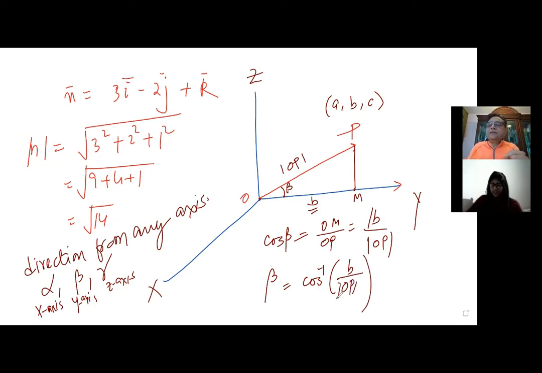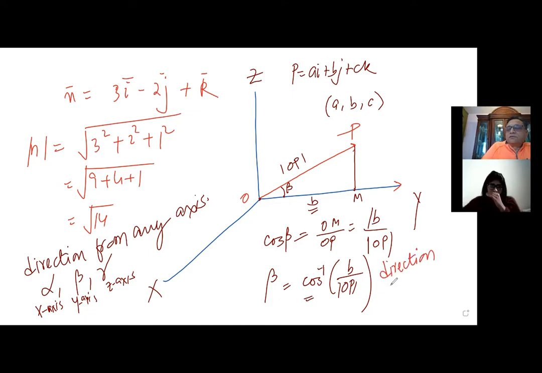So basically, if I have a vector P equals to AI plus BJ plus CK, in that case, its direction from y-axis is B, which is a scalar quantity, divided by the magnitude of the vector itself, which is square root of a square plus b square plus c square. You get the idea. And since it is in terms of cosine, we call them direction cosines. Are they always in relation with cosine? Yes, however you draw it. So these are called direction cosines. Is that okay?